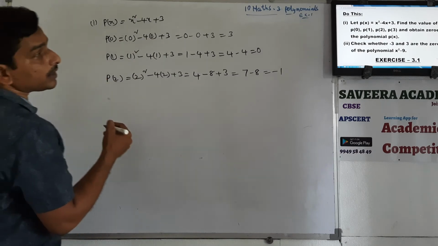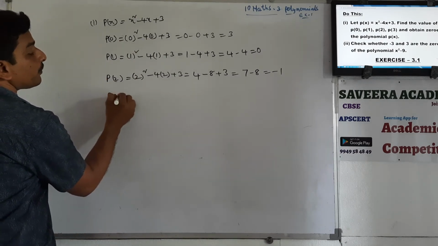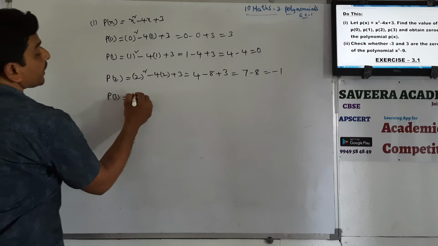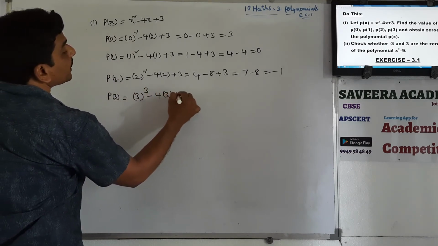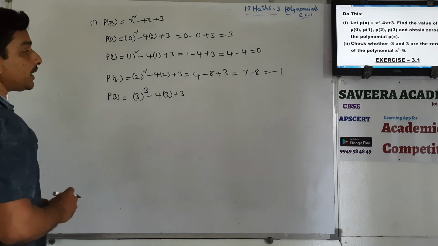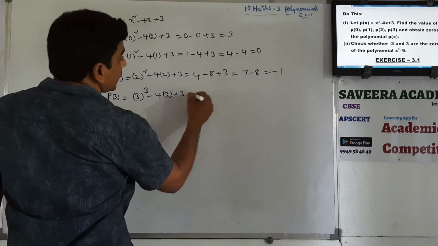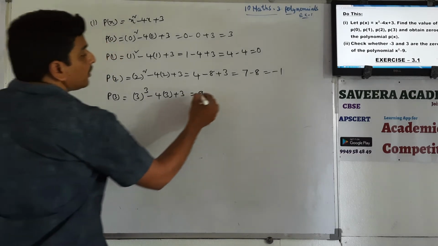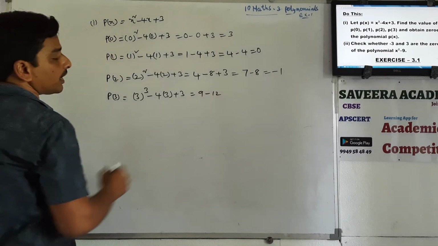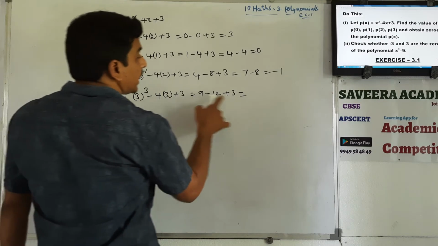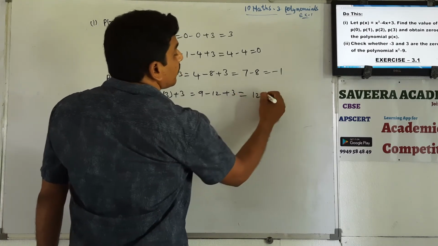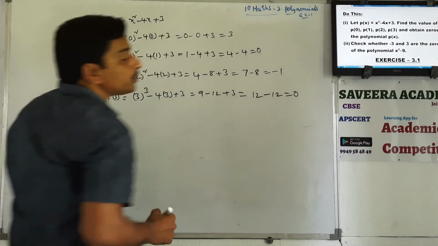Now find p of 3 also. X value 3. 3 square minus 4 into 3 plus 3. 3 square is 9, minus 4 threes are 12, plus 3. Add the positive values. 9 plus 3 is 12, minus 12. That is equal to 0.